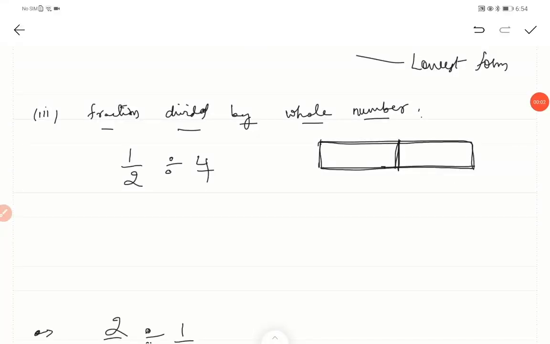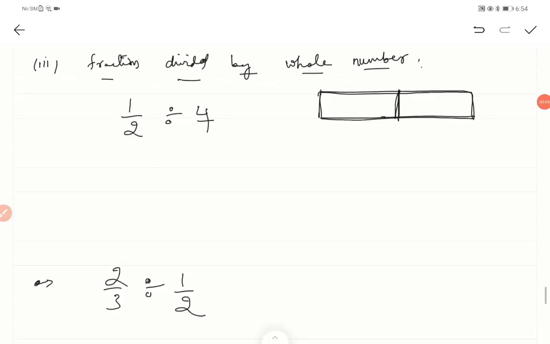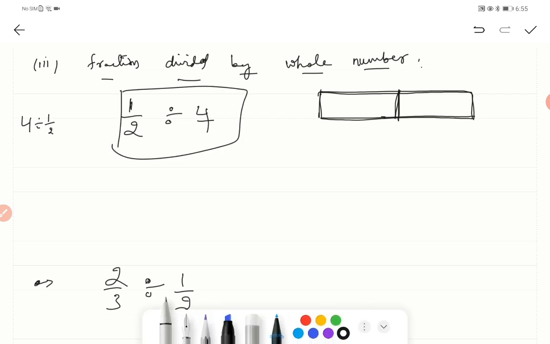So one more part is left out: fraction divided by a whole number. We had seen whole number divided by fraction, isn't it? Now let's see a fraction divided by a whole number. Okay, it's the same as that of your two fractions division.